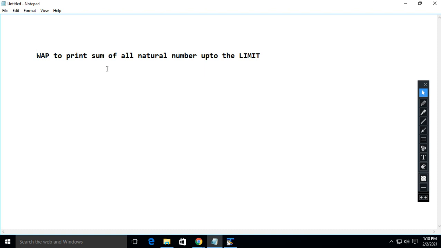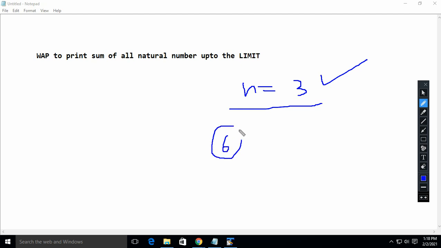Got it? So what is my question? Suppose the user has entered n equals to 3. So what will be the output? Who will tell? 6. Yes, the answer must be 6. And if the user has entered 5, then what will be the output? 15.